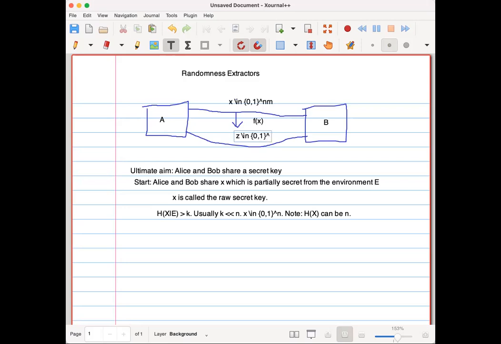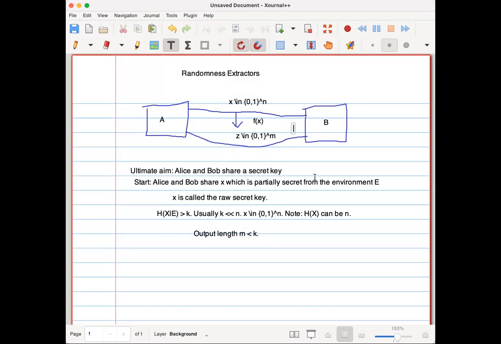So let's say the output Z is m bits long, and m is less than K. So output length m. This will be called extracting m truly random bits from n partially secret random bits.